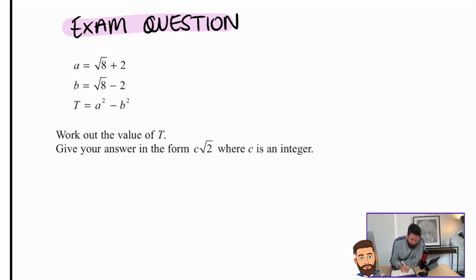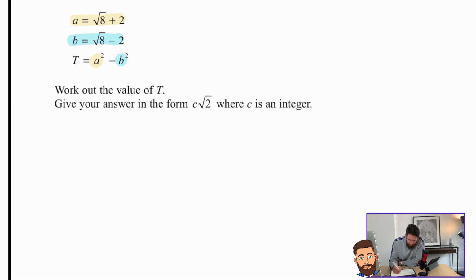So we have been told that A equals root 8 plus 2, and that B equals root 8 minus 2, and T equals A squared, which would be, if we just think about what we've been told, this squared minus this squared, B. Okay? So that's what T is. It says work out the value of T. Give your answer in the form C root 2, where C is an integer.